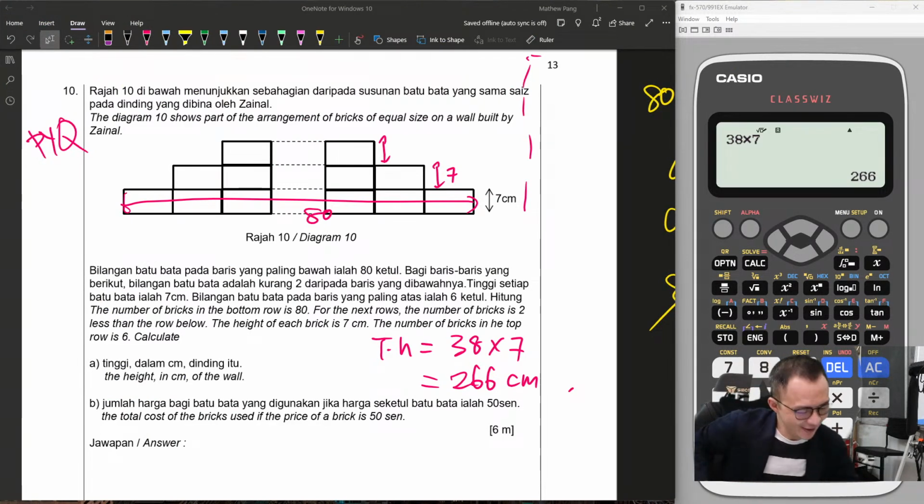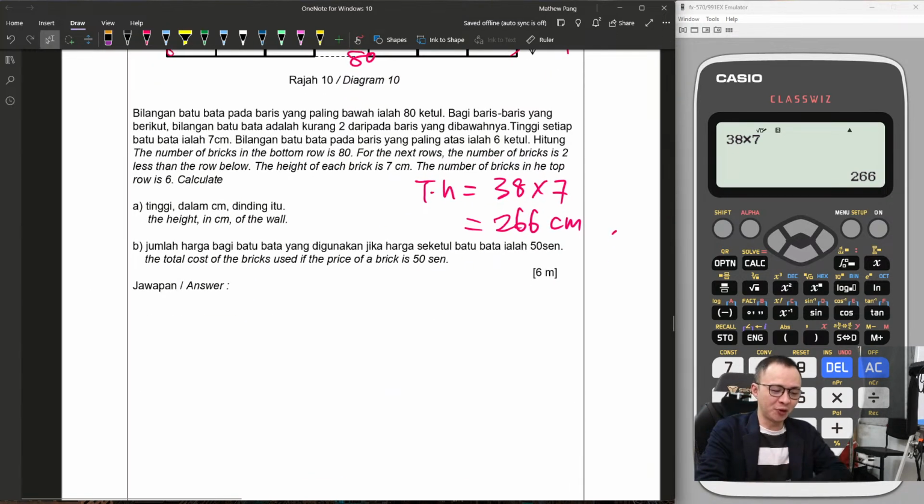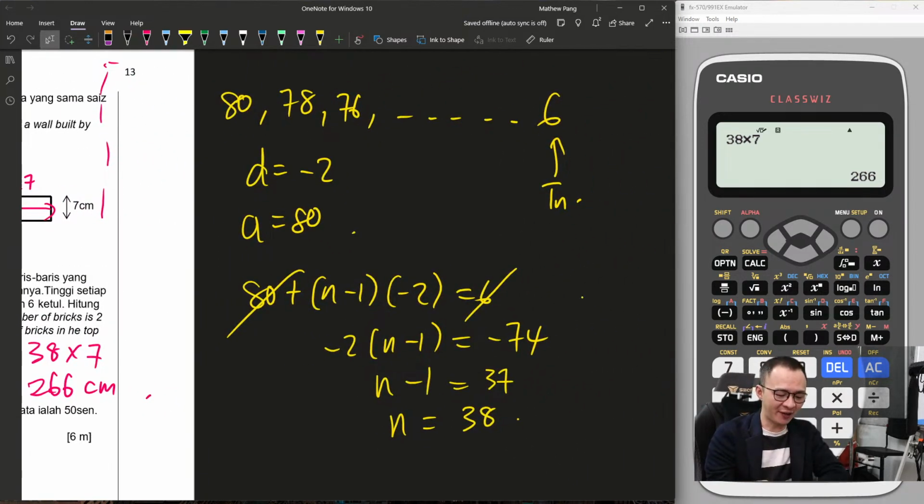Alright, thanks for waiting. We have 5 more questions. Let's finish it. So the total cost of the bricks used, if the price of a brick is 50 cents. We want to know how many bricks we have in total. Since we know the last one is basically 38, isn't it?